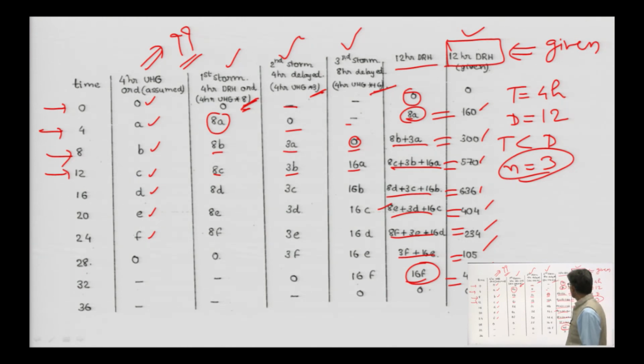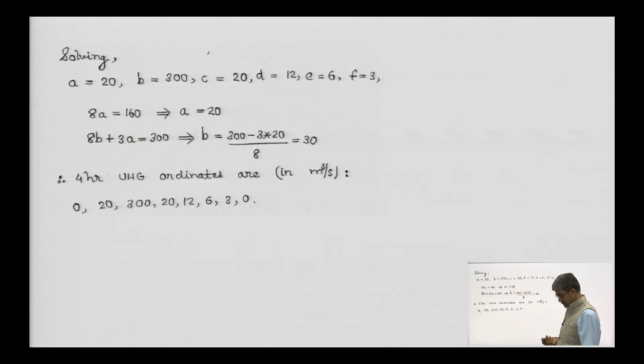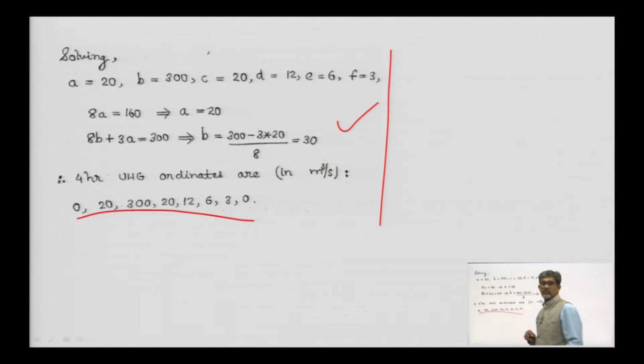So we have the ordinates of this one. This is the procedure to get the unit hydrograph of 4 hour duration, and that can be applicable for any conditions. T can be varied. So A, B, C, this one, we can calculate the ordinates for this one.